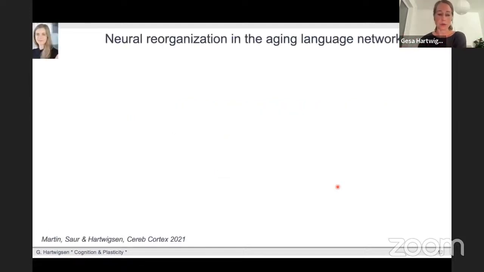So what do we know here? Here I have an example study from Sandra Martin, who is a postdoc in my group now, and who was interested in neural reorganization in the aging language network. She used a verbal fluency task. She had semantic fluency, a task that has relatively high executive control demands. Some people would even call it an executive task rather than a speech task, but that doesn't matter for now.